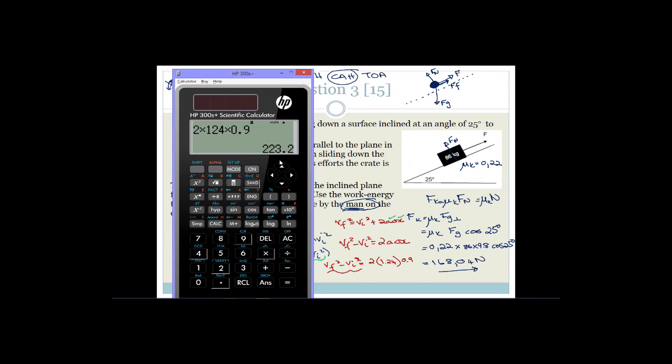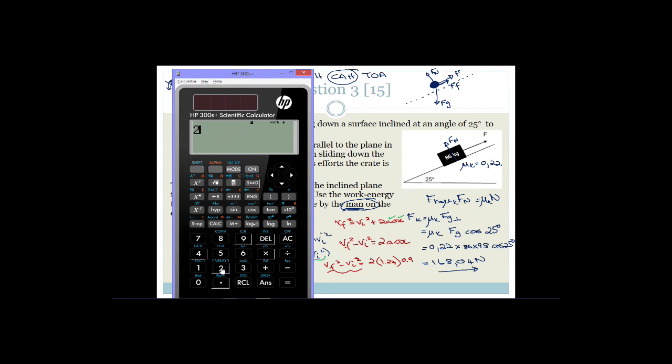Does that look right to you? No, it doesn't, because that's supposed to be 1.24. So let's go back, delete, delete, delete. And this is good that you guys see this, because what you always need to do is check that what you are working out actually makes sense, okay?